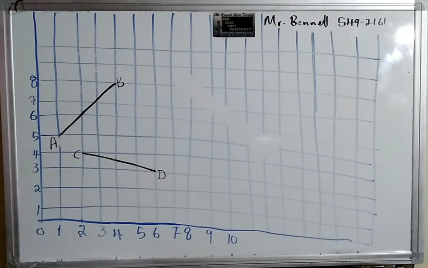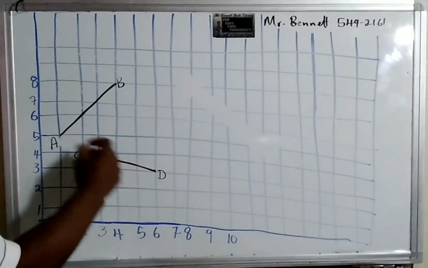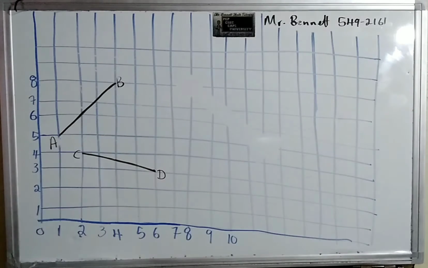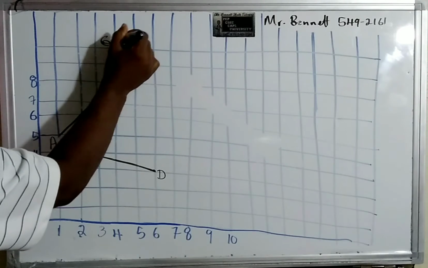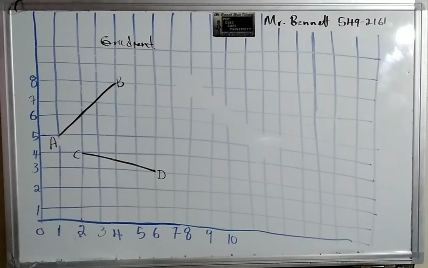Today we're looking at the slope of a line, or the gradient. Now the slope of a line has to do with the steepness of the line, right? So let us look at how we find the gradient. We can do it two ways, but today we're focusing mostly on the formula. Now we're going to find the gradient of AB.